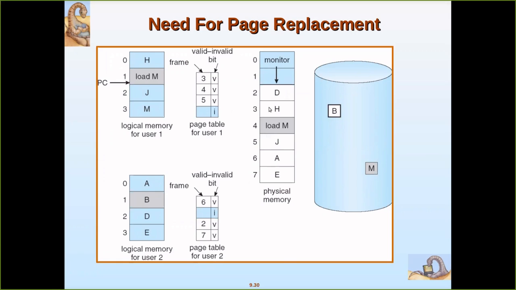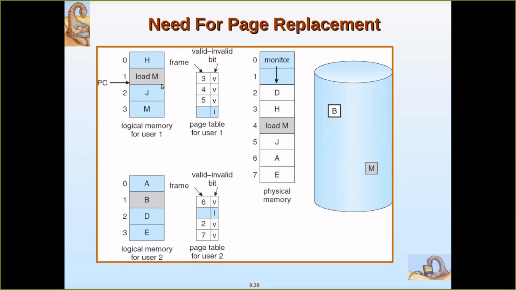Now, when it is executing, let us say page 4 is executing, and there is a line called load M as an instruction. Load M means this page has to be loaded. Here, the first two frames of this main memory are already occupied by the OS program software. The remaining space is occupied by the user processes. Here, see, all the frames are occupied.